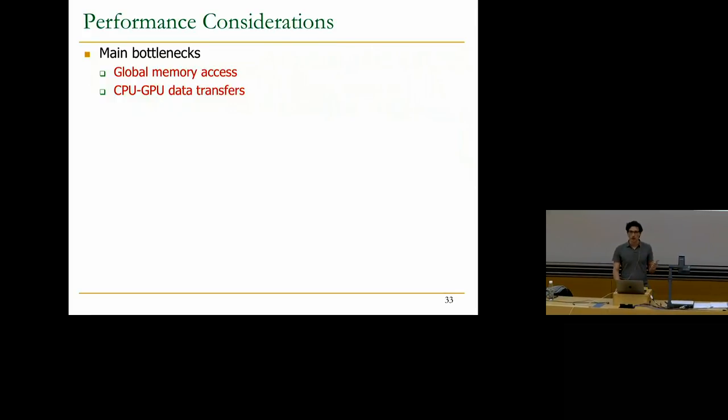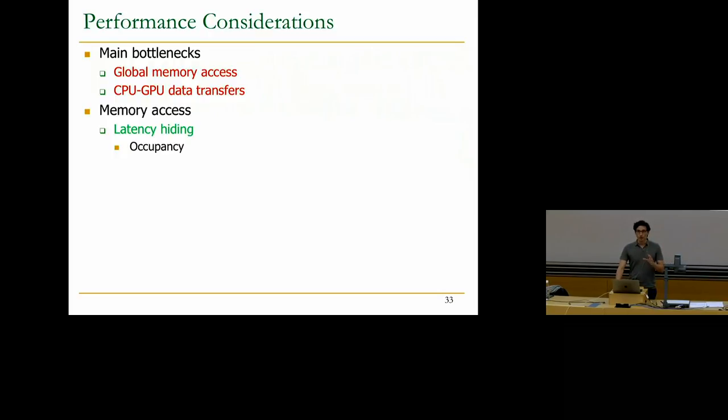As I mentioned in the beginning, there are still two main bottlenecks in the GPUs. One is the access to global memory, the bandwidth to the DRAM, and the other is the data transfers that are unavoidable between the CPU memory and the GPU memory. In order to optimize the memory access as much as possible, the GPUs have this latency hiding mechanism. You remember yesterday we mentioned fine-grained multi-threading, and with this interleaving of warps, it is possible to hide the long latency operations.